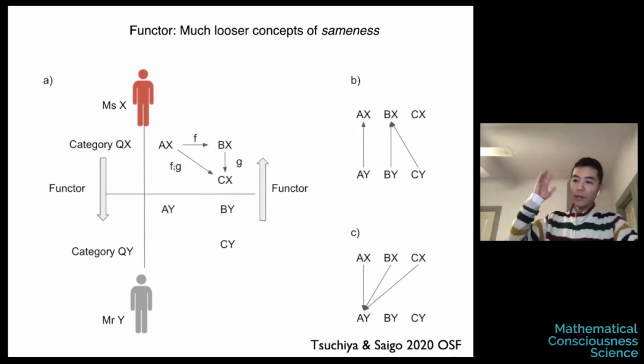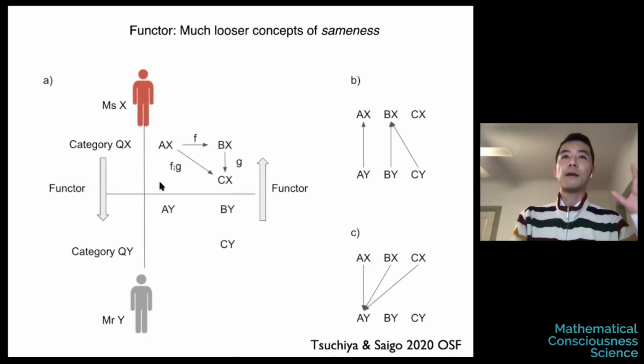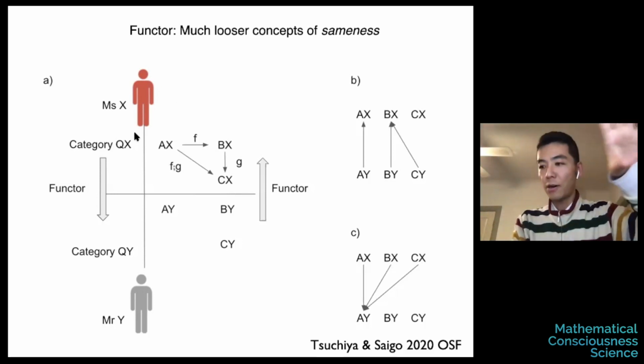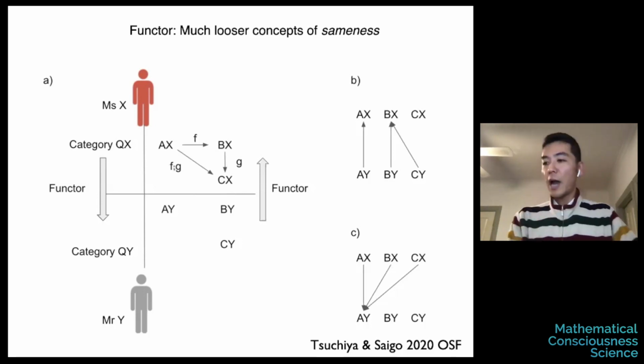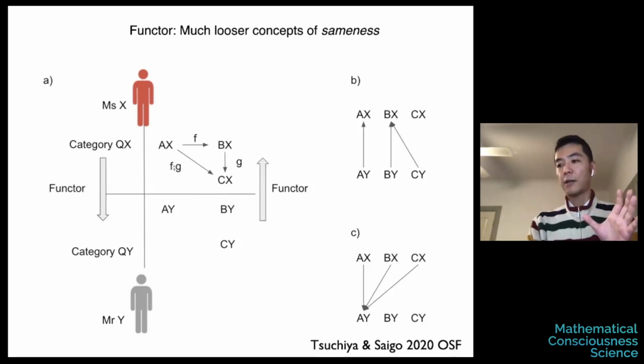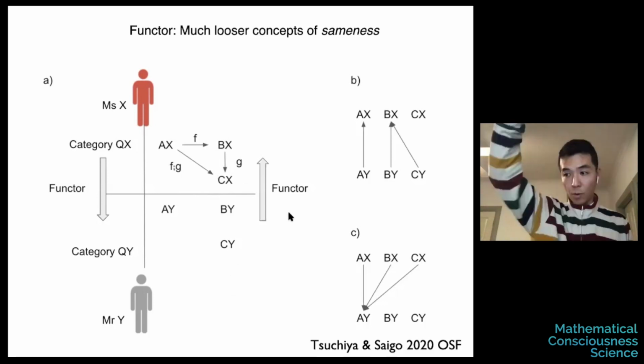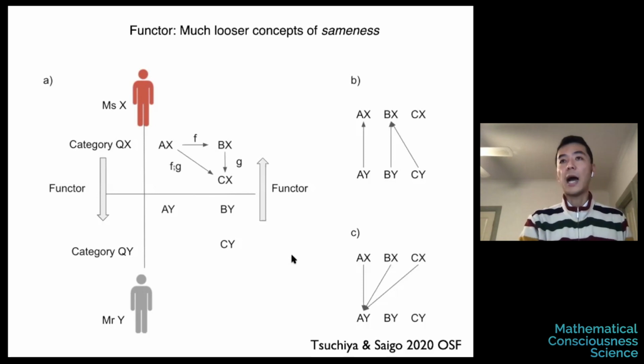But interestingly, in category theory, we can have a functor from the category of the qualia for X to the category for Y, in both ways. But you have to construct the functor in a way that it preserves and respects the structure. It turns out that the functor from X to Y, going from top to bottom, has a very strong restriction, because there has to be some kind of arrows. But from bottom to top, you can do anything because there are no arrows.